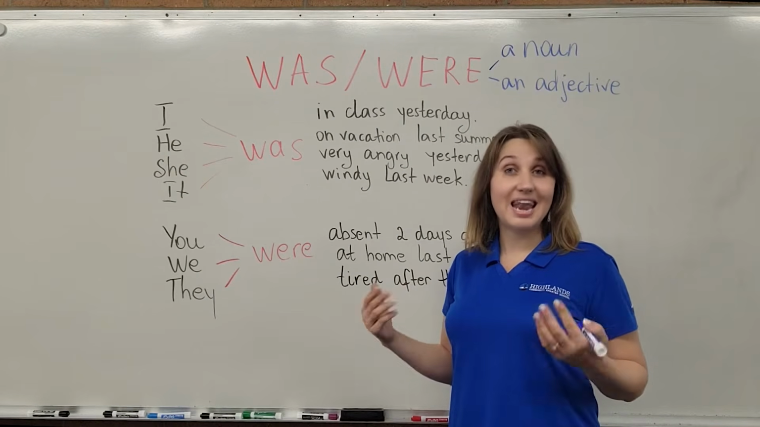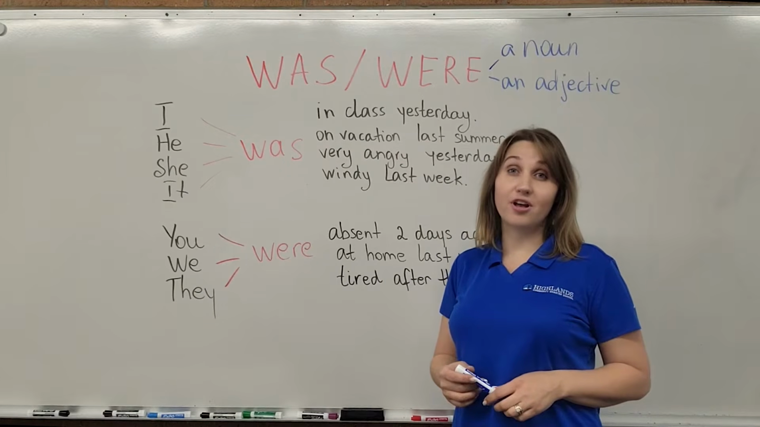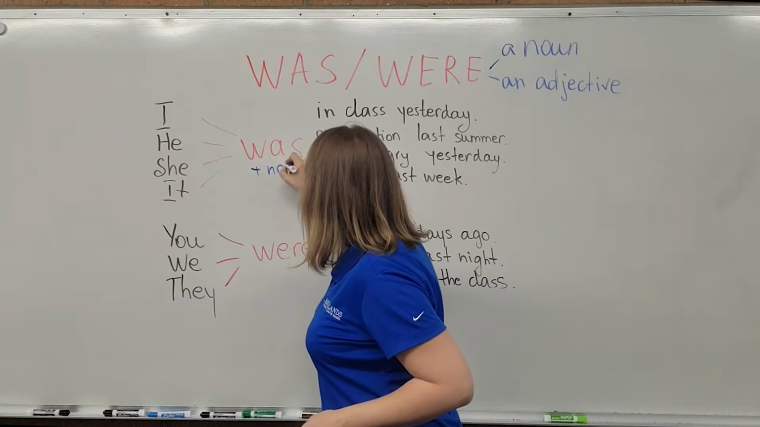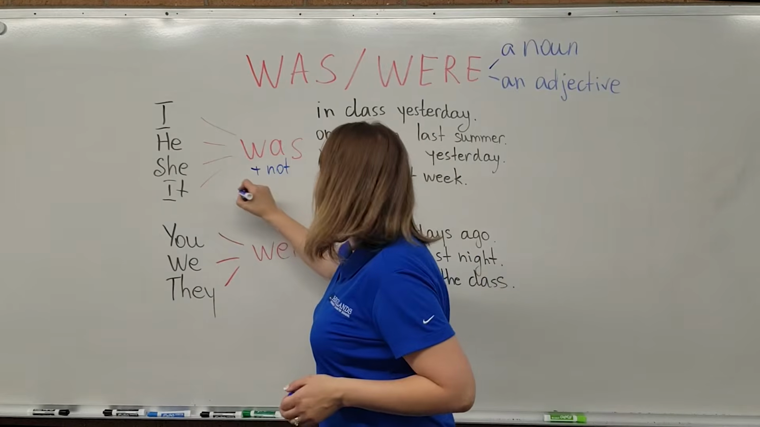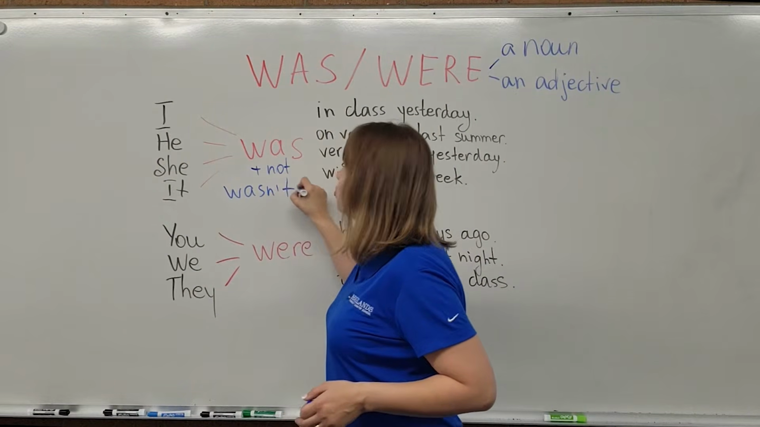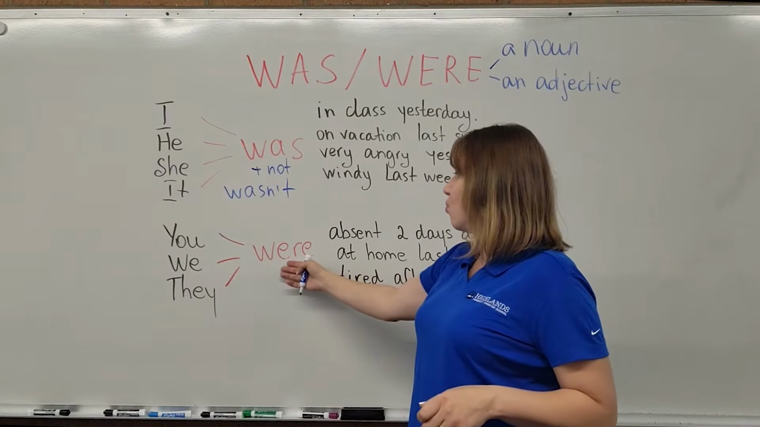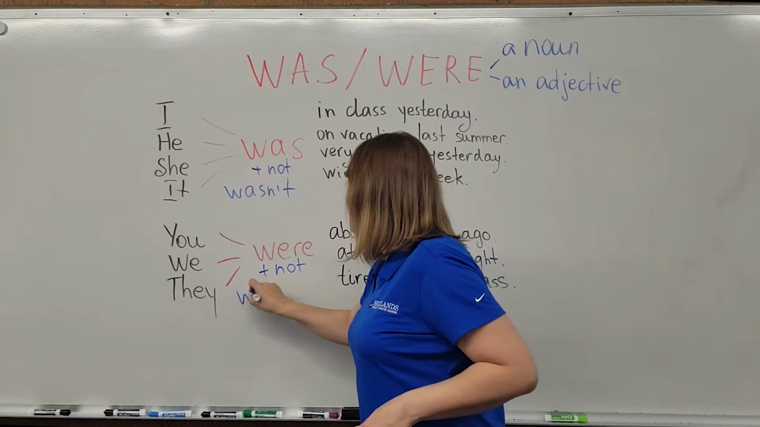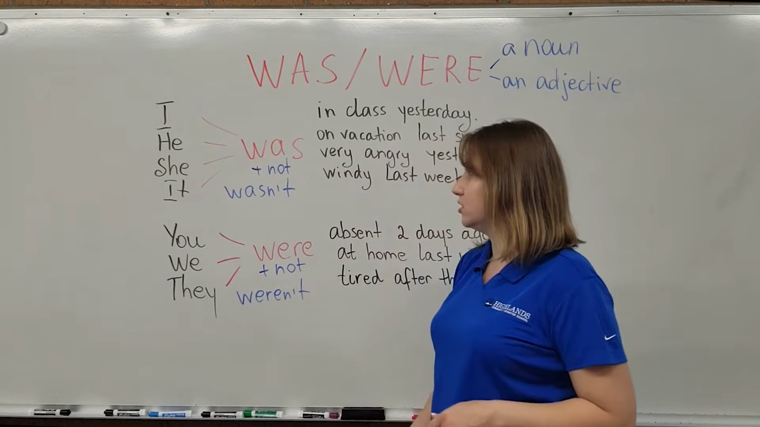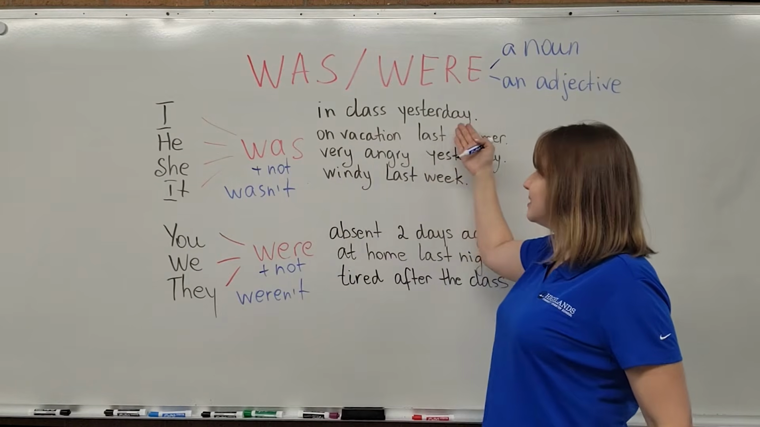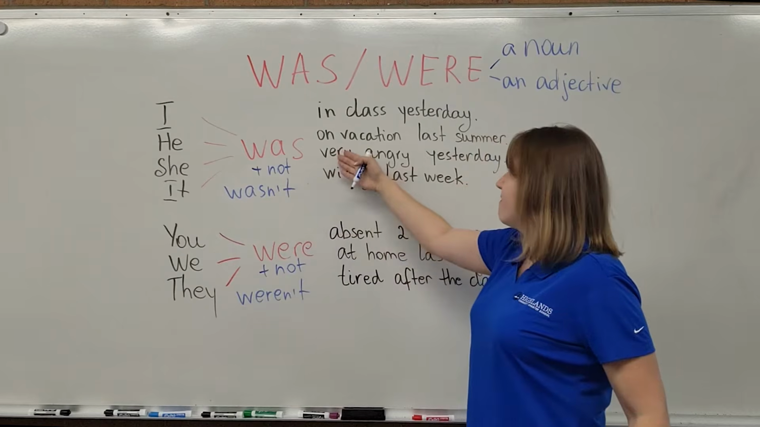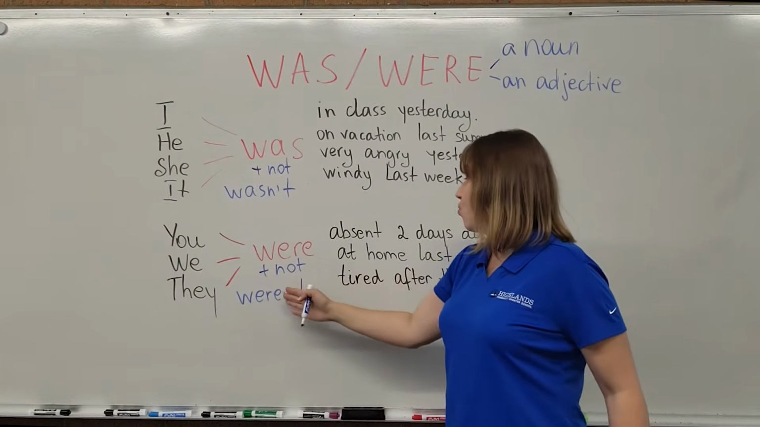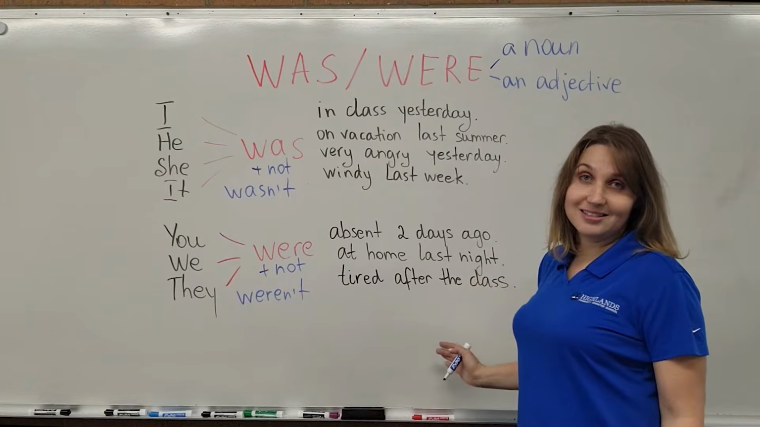If you want to create a negative form, we would just add the negative particle not to either was or were. So was plus not. Or in other words, we can just say wasn't. That's the short form. The same works for the form were. Were plus not. Or you can say weren't. I wasn't in class yesterday. She wasn't very angry yesterday. You weren't absent 2 days ago. They weren't tired after the class.